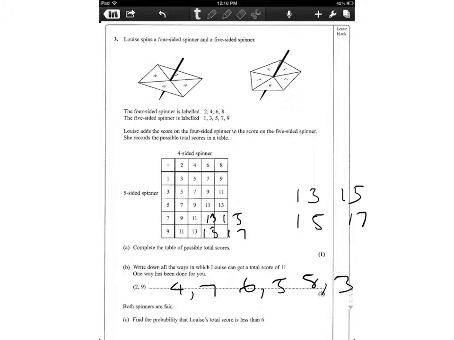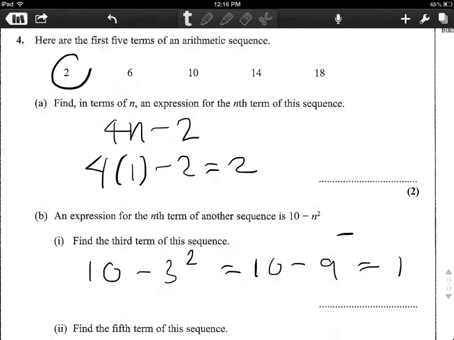Now the last part of the question, probability that we're less than 6, well, we've got 20 scores altogether, and there's 3 of them that are less than 6, so 3 from 20. So you've got 1, 2, 3 scores from 4, 1 and 1, 2, 3, 4, 5 rows of 4. So 3 from 20.